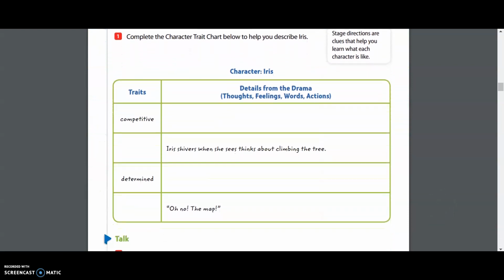So we're going to stop right there. And if you go ahead, we now have a new graphic organizer on our other page that's very similar to the one that we did with Edmund yesterday. Once again, it breaks down our traits and then the different details, this time from a drama. And remember, we learned the word drama yesterday, meaning that it is a play.